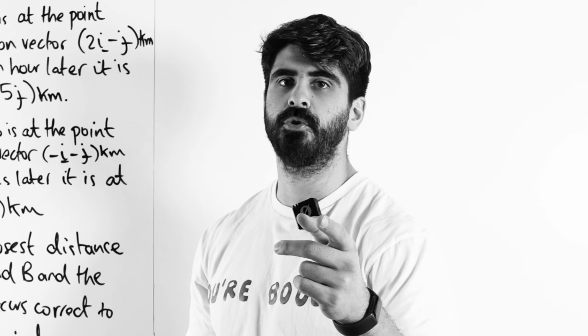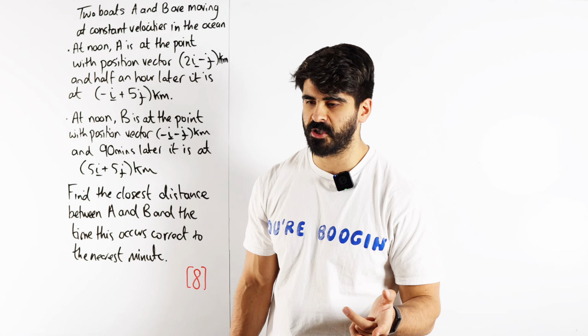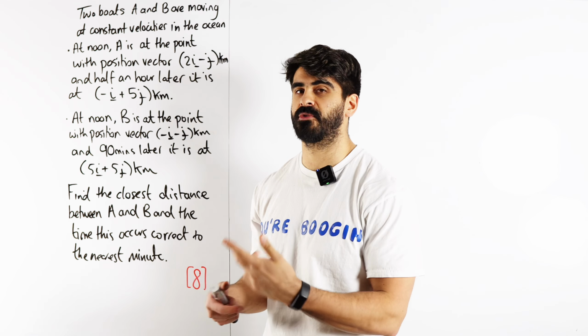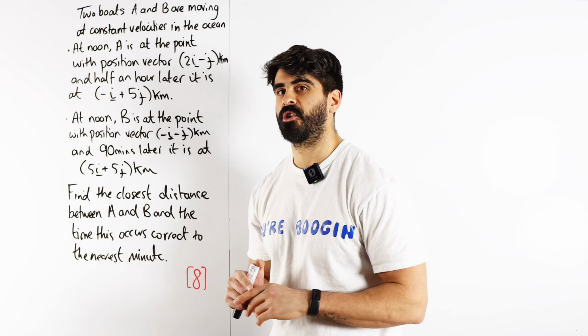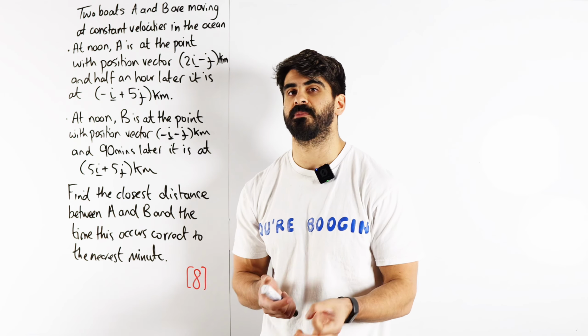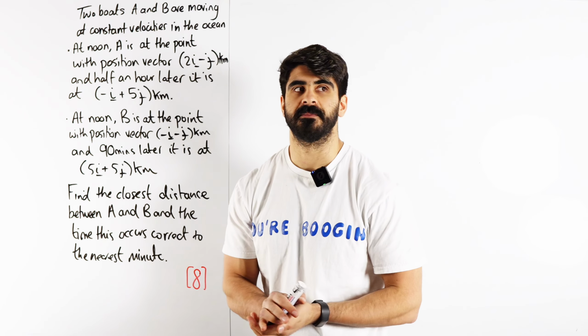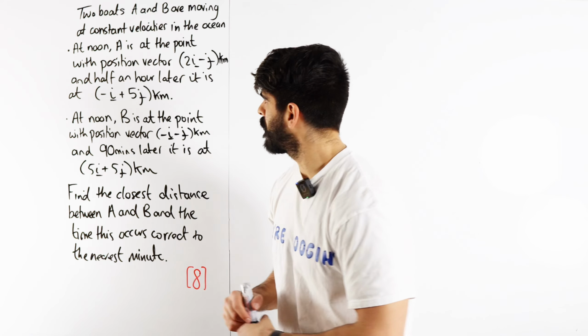2D SUVAT. Before, we did variable acceleration, where a was not constant, which is why we had to do integration, differentiation, all that good stuff. But now we're going to look at constant acceleration, which means a is fixed, which means we can use SUVAT in 2D. Now, when it comes to SUVAT, we have all of our formulas.